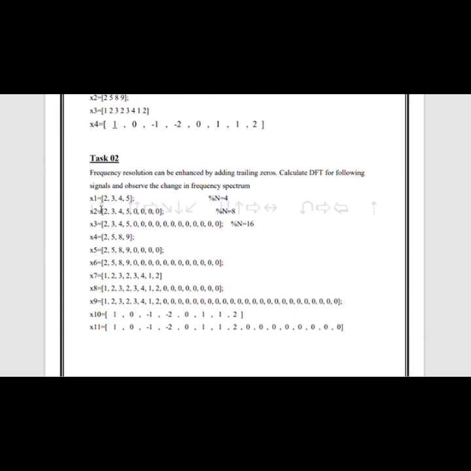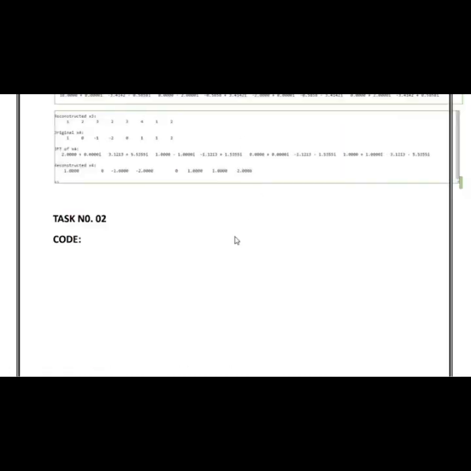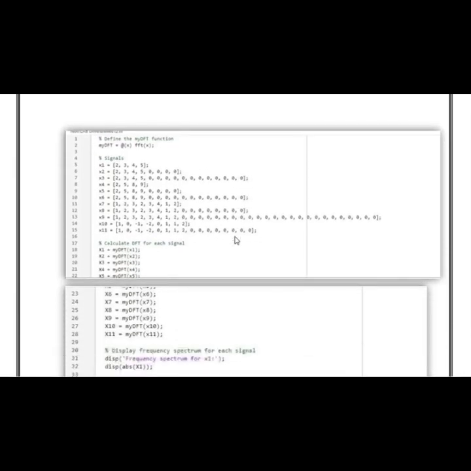In task number 2, frequency resolution can be enhanced by adding trailing zeros. Calculate the DFT for the following signals and observe the change in the frequency spectrum. So the values are given from x1 to x11.